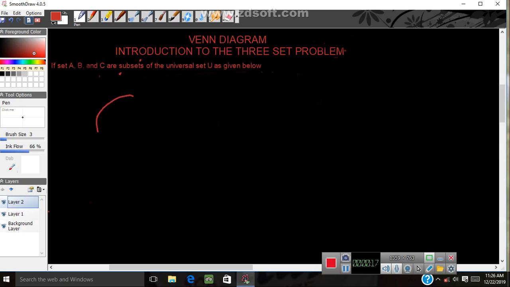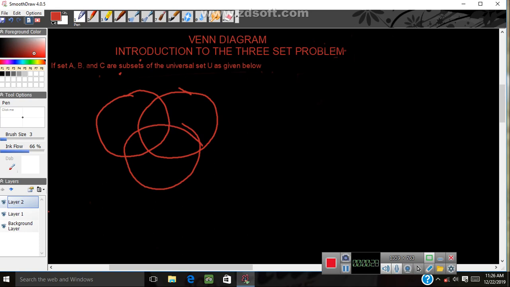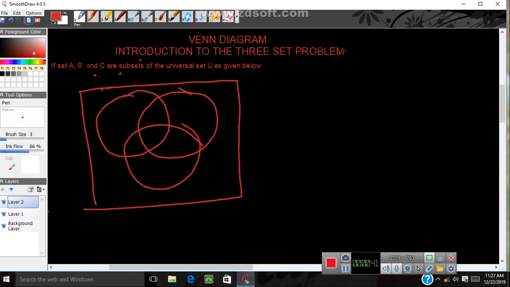So I draw my circle, another circle intertwines, and this is the third circle. I drew my lines to make sure that all sections of the sets are covered. Okay, good. So here is set A, and this is set B, and this is set C.